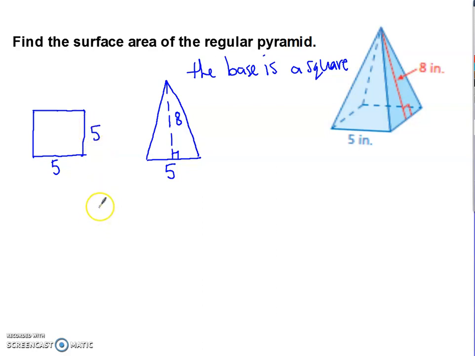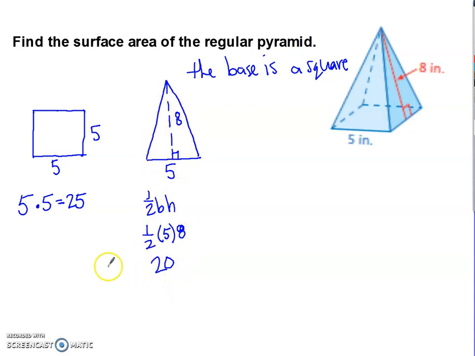All right, those are my 2 pieces. Now I'm going to find the area of both pieces. The area of the square is 25, 5 times 5. Now I need to find the area of this triangle. It's 1/2 base times height. 1/2 5 times 8. Half of 8 is 4, and 4 times 5 is 20. So that's one triangle. One triangle's area is equal to 20.